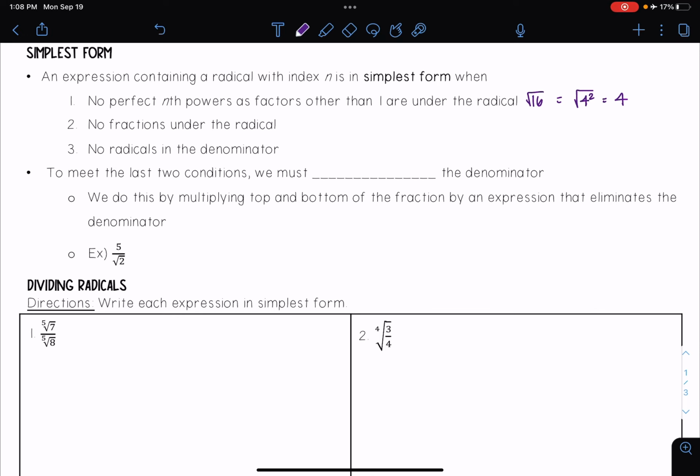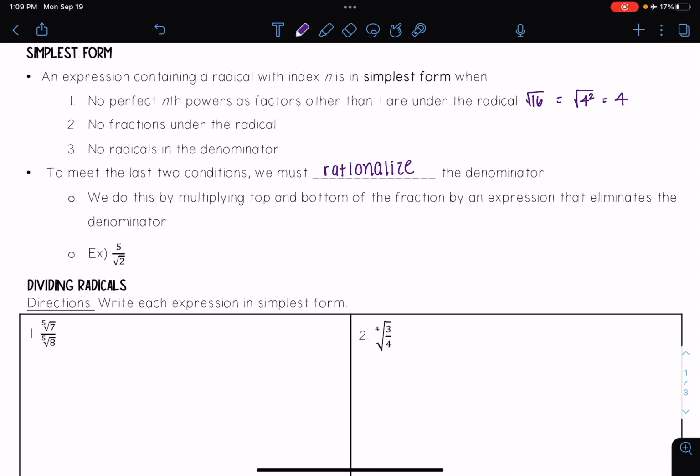Second, there's no fractions under the radical. And thirdly, there's no radicals in the denominator. To meet the last two conditions, we must rationalize the denominator. And we do this by multiplying top and bottom of the fraction by an expression that eliminates the radical in the denominator. So for example, I have 5 over square root of 2.